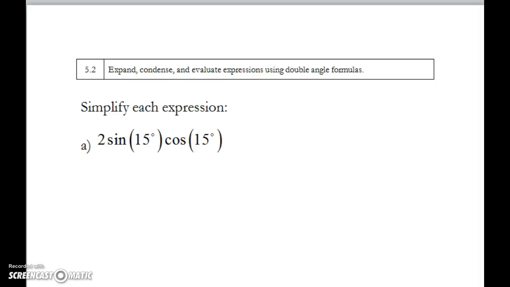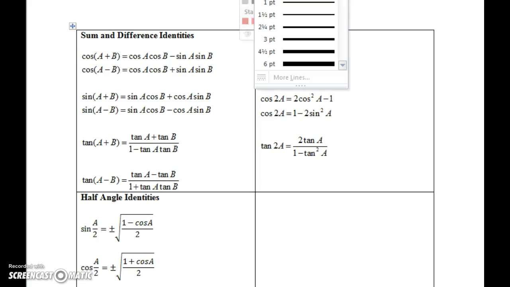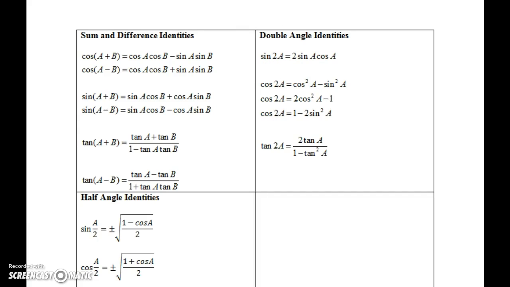Standard 5.2, expand, condense, and evaluate expressions using double angle formulas. So for this particular standard, we're looking at just the double angle formulas, which are all of the ones that we find in this particular box on our formula sheet.